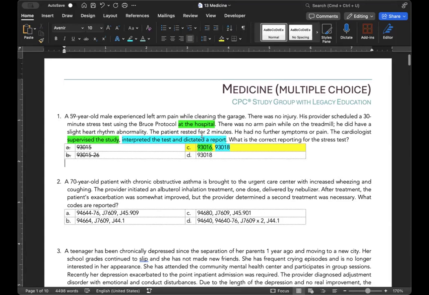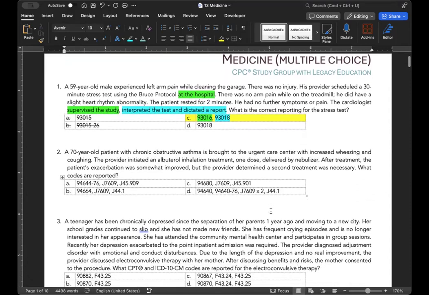Can you say that again? Sorry about that. Your 93015 is going to include your professional and your technical component, because it includes the use of the equipment that they own. However, because the stress test was done at the hospital, the technical component is going to be billed by the hospital. So we have to separate out the professional components individually to bill for the provider. We're going to bill the supervision separately and then the interpretation and report separately.